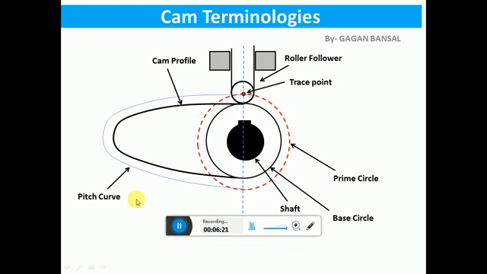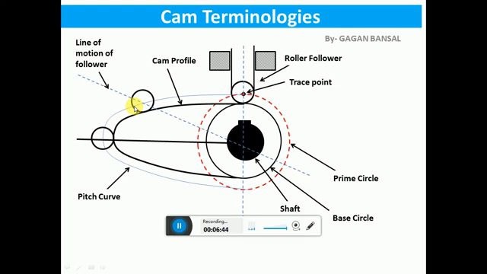Now let us take 2-3 positions of the follower that lie at this point or this point, and this dotted line shows the line of motion of the follower. Now suppose for this particular follower we draw a tangent to this pitch curve. This dotted line is the line of motion of the follower, and then we draw a tangent to this pitch curve.